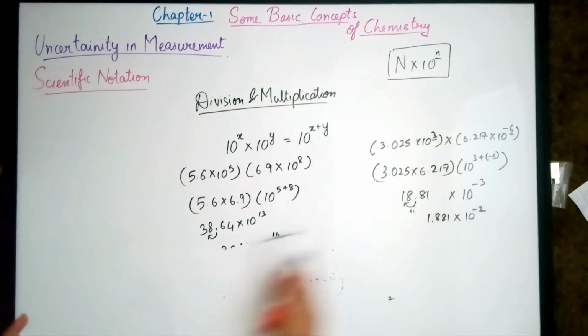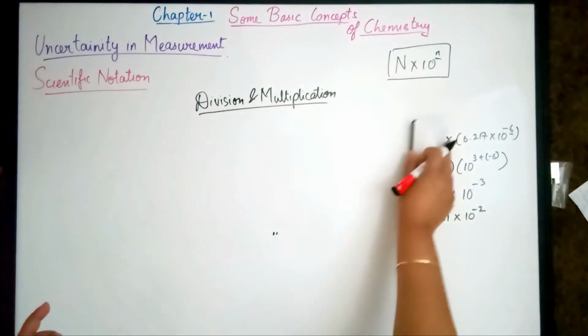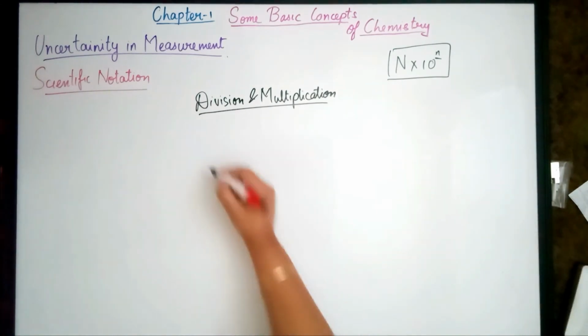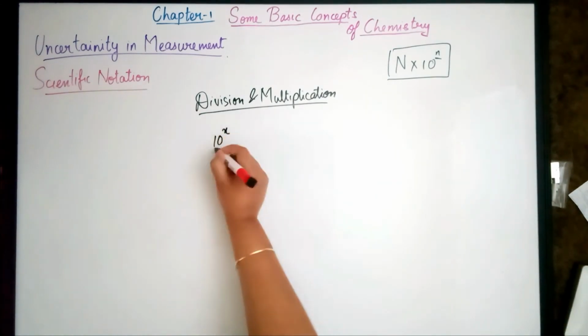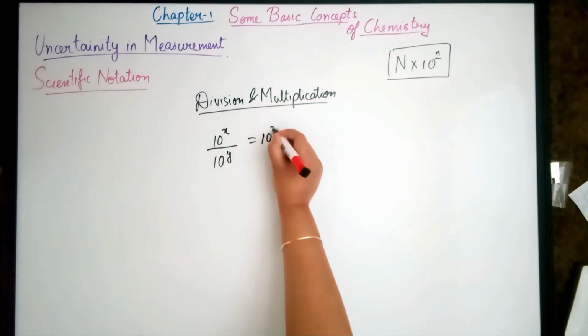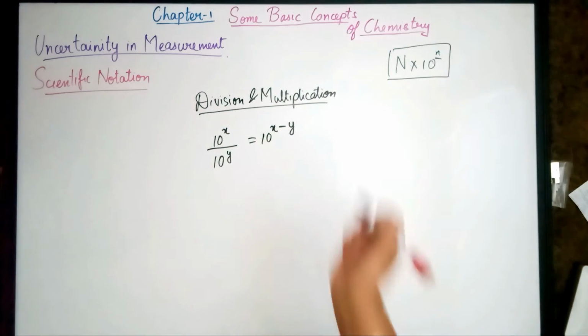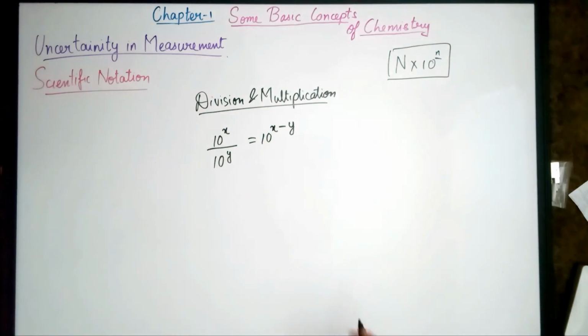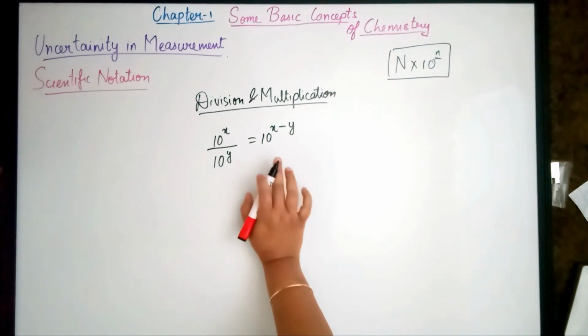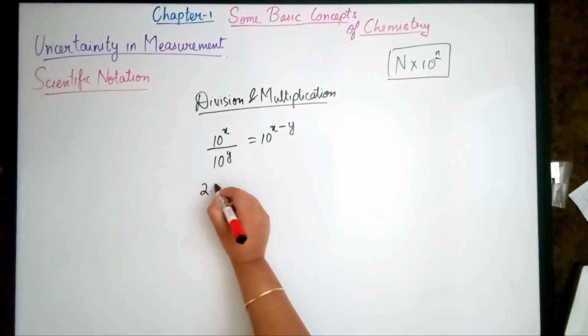In division, or rather when we divide scientific notation, 10 to the power x divided by 10 to the power y will be equal to 10 to the power x minus y. Okay, so 10 to the power x by 10 to the power y will be equal to 10 to the power x minus y. So let's take examples again.